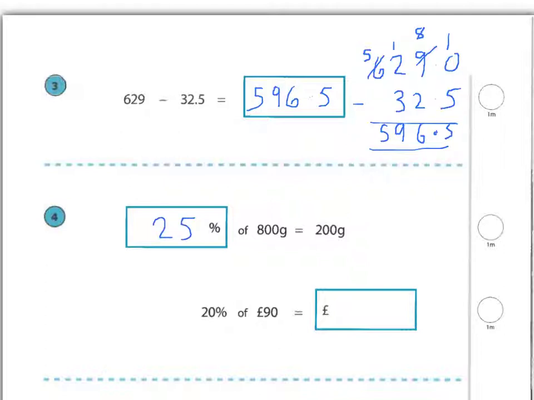Now the second part says, what is 20% of 90? Well, the first thing I would need to do is 10%, because that's the easiest percentage to work out. And to work out 10%, I would divide my £90 by 10, giving me £9. But I want 20, so I need 2 lots of that answer. So that's £18.